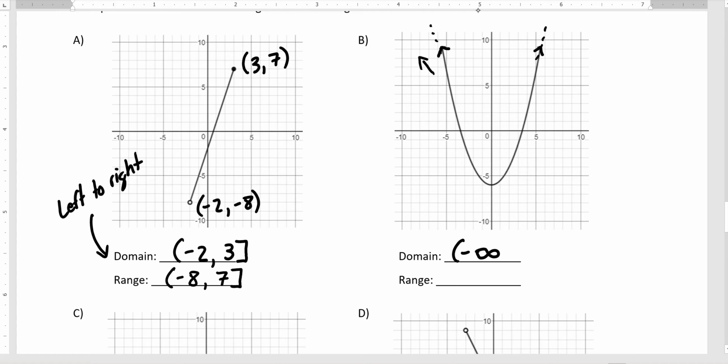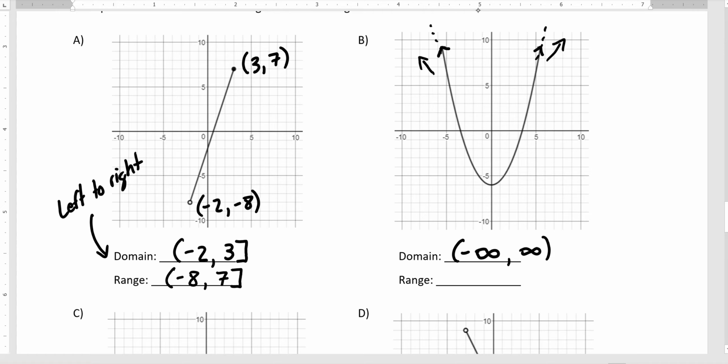There's nothing to stop it going left. The same can be said on the right. It's going to continue going up and to the right, which means it's going to continue going right all the way to positive infinity. Soft brackets on both of those, of course, because infinity always gets a soft bracket.